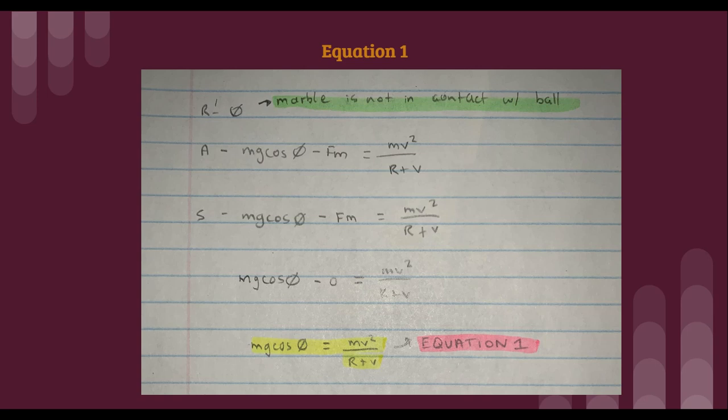In order to solve for the angle, I first began by finding two equations. The first equation that I found was mg cos theta equals mv squared over (r + v), since the marble had no contact with the soccer ball, since F_N equals 0, and this is how I found this equation. As well, we can see that the marble is not in contact with the ball at this point.